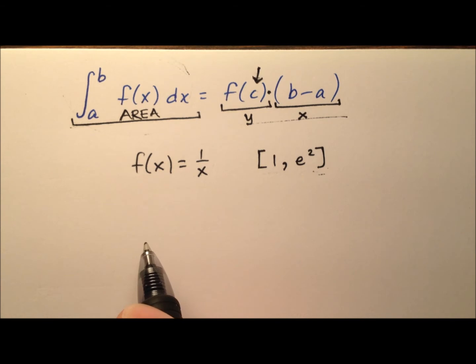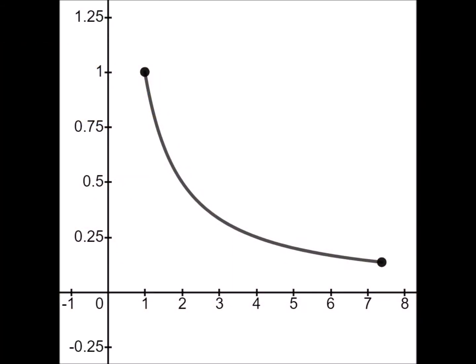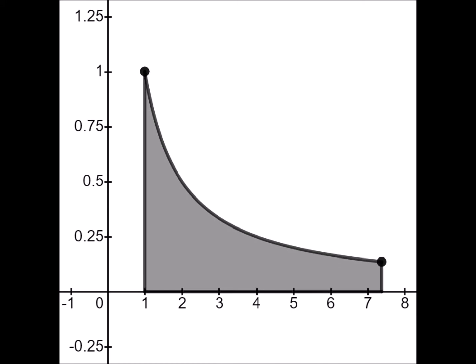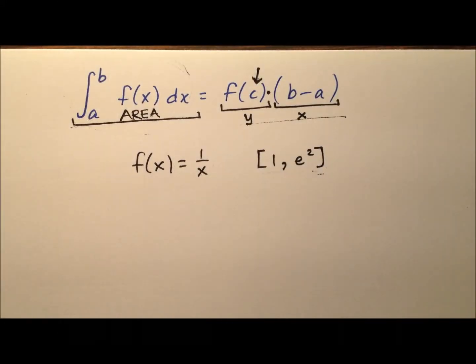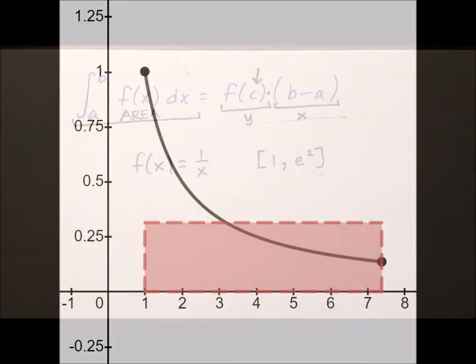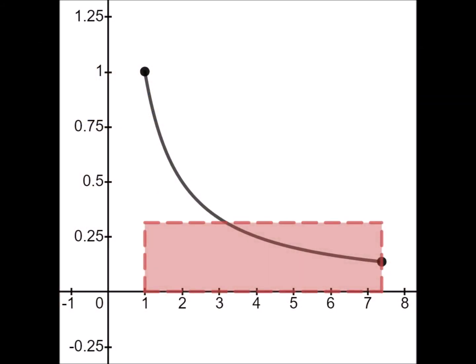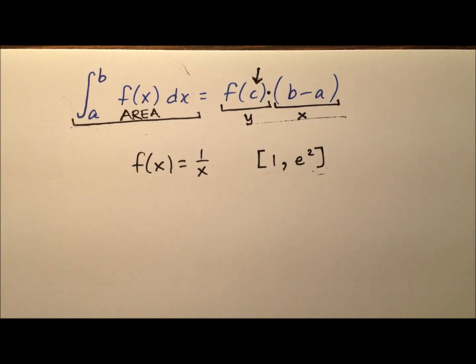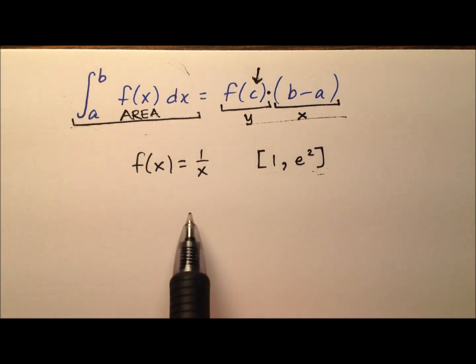Okay, so let's start by taking a look at the graph of this function, and I'll show you what the function looks like, and as well the region that we're trying to evaluate the area of. And next, let's take a quick look at the picture of this area once we smush it down and it looks like a rectangle. All right, now that you have a good visual idea of what it is we're trying to do, let's go ahead and do it algebraically.